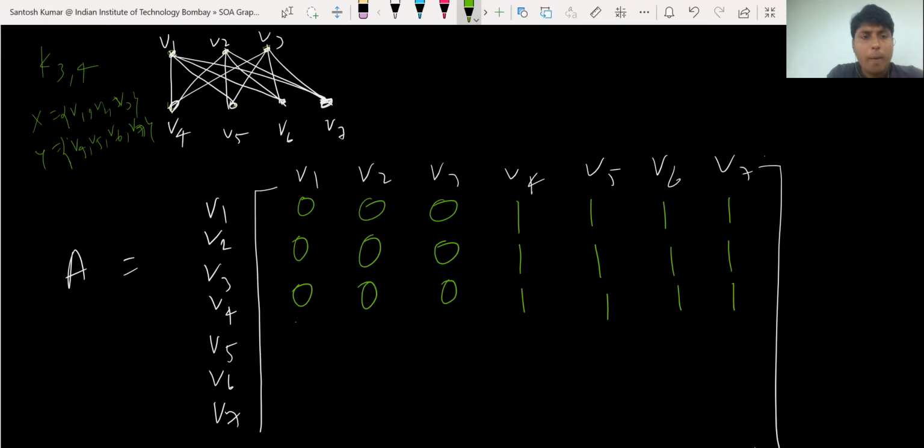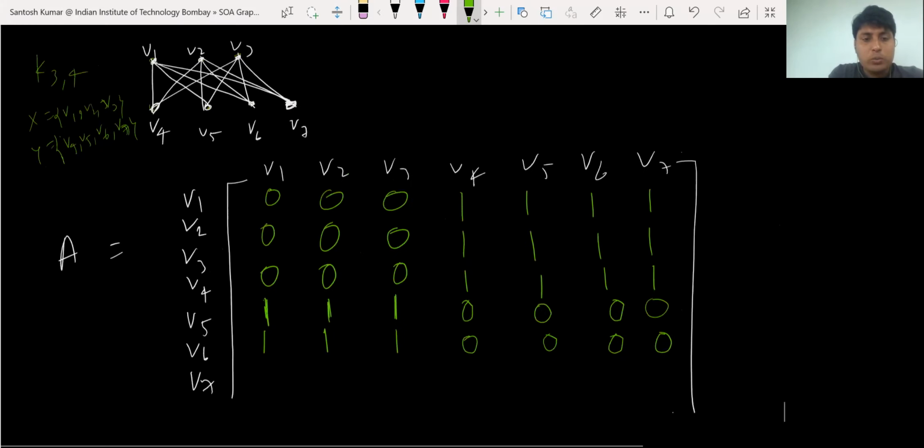Now V4 to V1, 1. V4 to V2, 1. V4 to V3, 1. V4 to V4, 0. V4 to V5, 0. V4 to V6, 0. V4 to V7, 0. Now V5 to V1, 1. V5 to V2, 1. V5 to V3, 1. V5 to V4, 0. V5 to V5, 0. V5 to V6, 0. V5 to V7, 0.